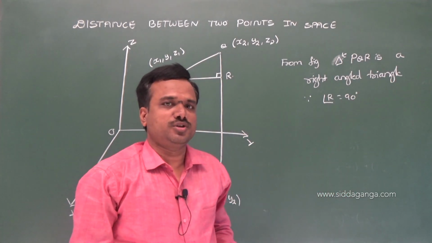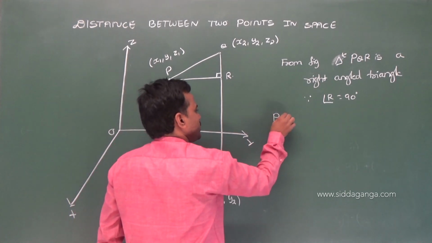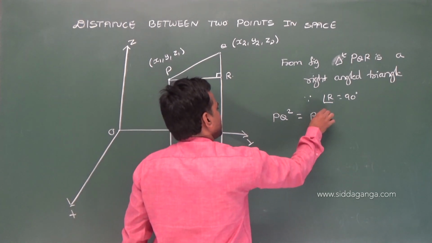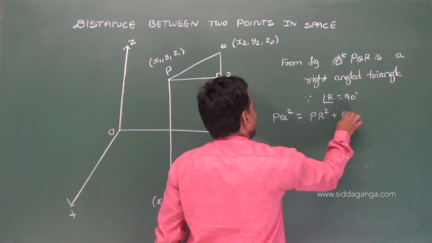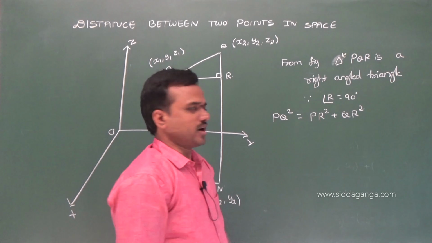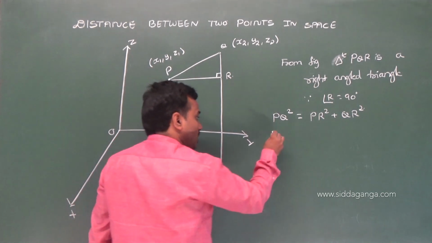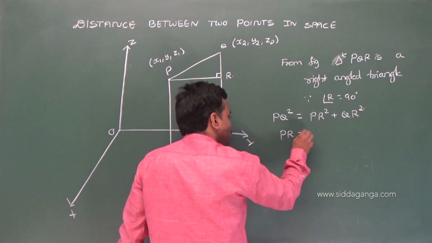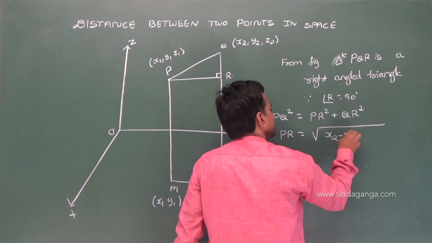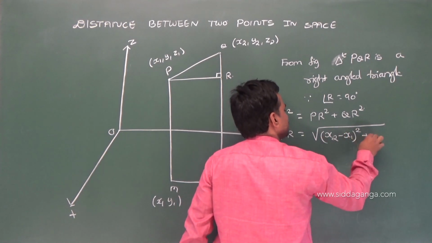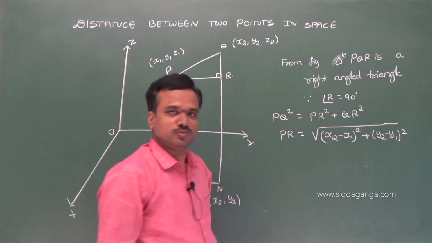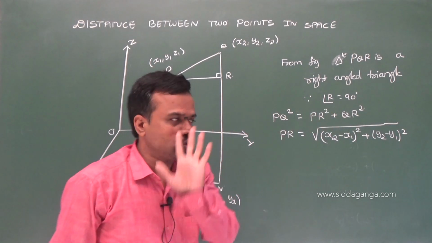Using Pythagoras, PQ square is equal to PR square plus QR square. Correct? PQ square is equal to what? PR square plus QR square. So already we know the distance between P and R. Distance between P and R is nothing but x2 minus x1 whole square plus y2 minus y1 whole square. That PR is known, so we find QR.